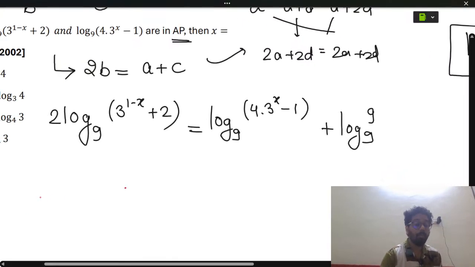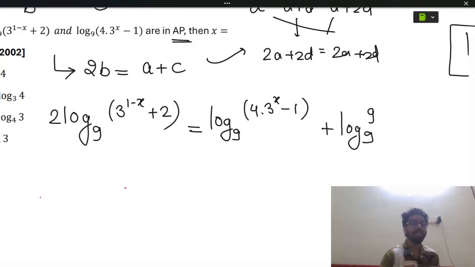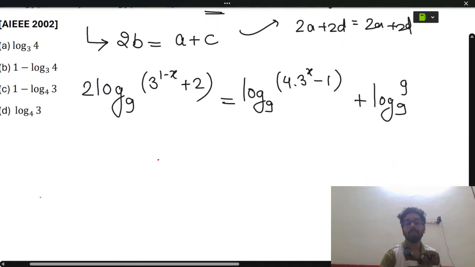So these are important. Log properties are very important. You can expect 2 or 3 questions from log. Not directly, but mixed in sequence and series, definitely in integration, and definitely in differentiation.